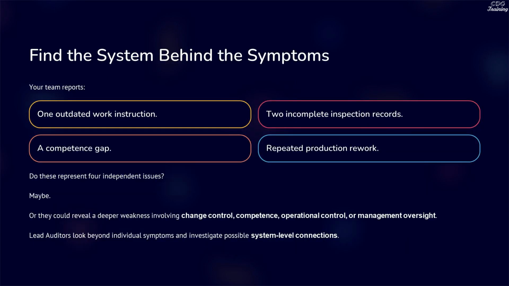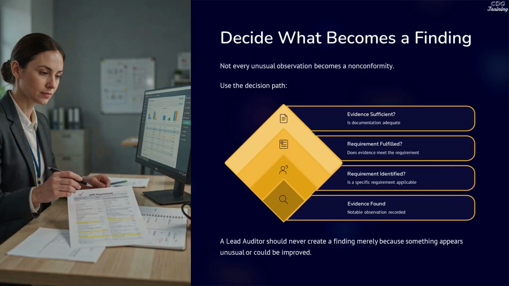Look beyond individual issues to identify systemic problems. A single symptom might indicate a deeper, interconnected issue within the system. Not every observation becomes a finding. Use a decision path to determine if evidence is sufficient and requirements are met before making a conclusion.